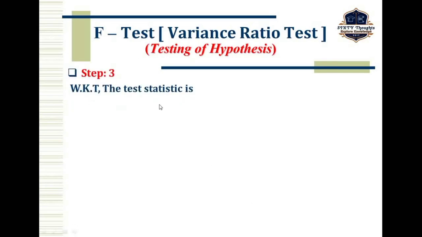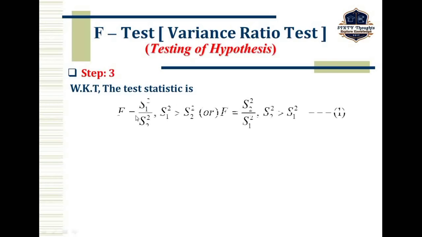We know that the test statistic is F equal to capital S1 square by capital S2 square, if S1 square is greater than S2 square, which means we write the largest value of either S1 square or S2 square in the numerator. So here we consider the largest value is S1 square. Otherwise, we can write capital F equal to S2 square by S1 square if it satisfies the condition S2 square greater than S1 square. We consider this as equation number 1.